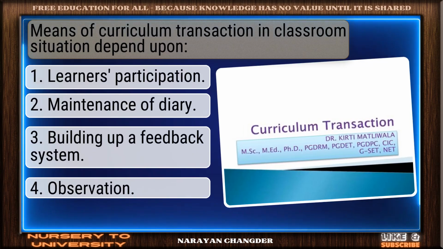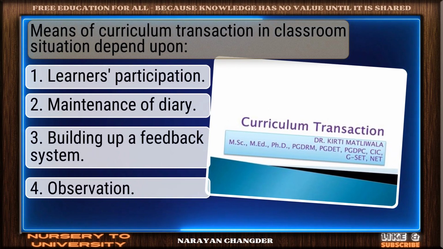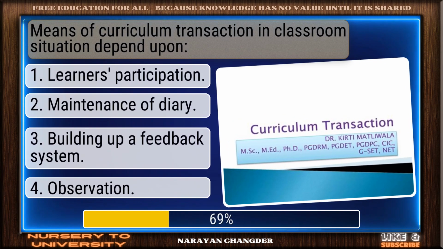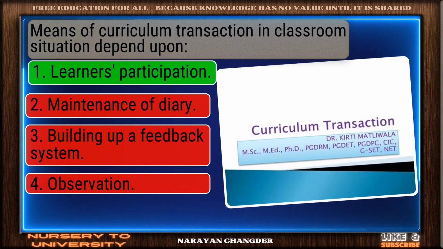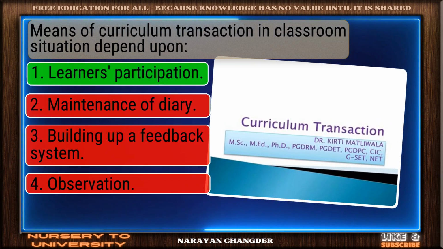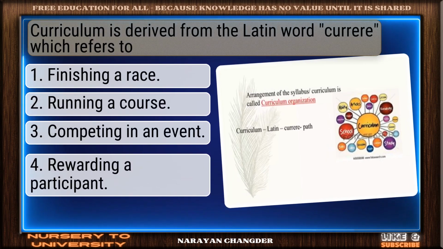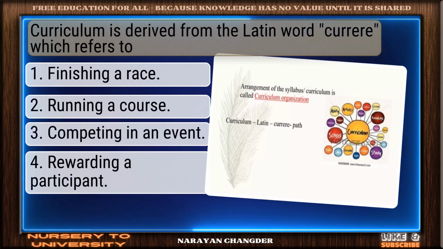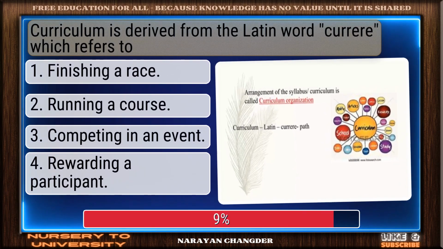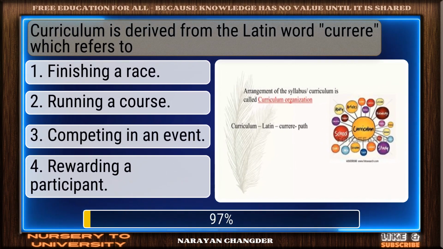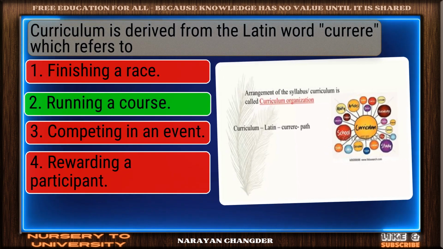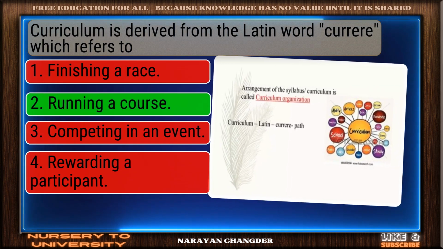Means of curriculum transaction in classroom situation depend upon... Valid point. Learners' participation is true. Curriculum is derived from the Latin word currere, which refers to... Right again. Running a course is a valid answer.